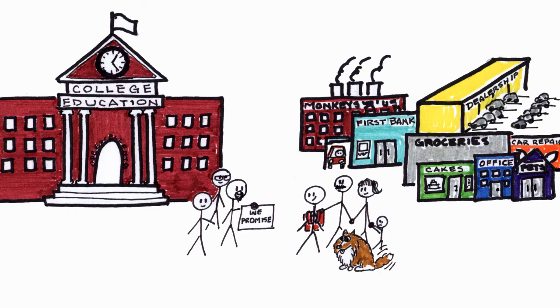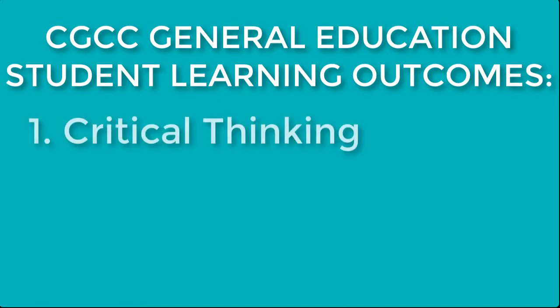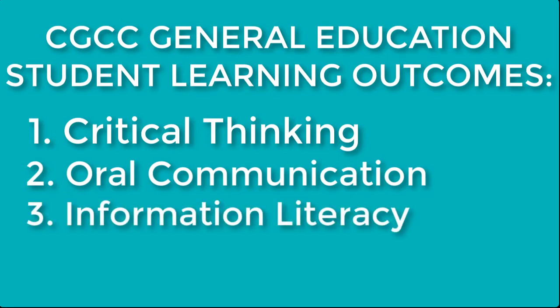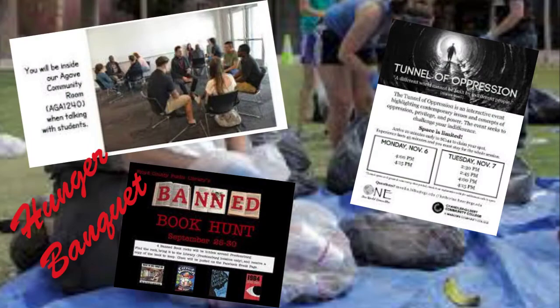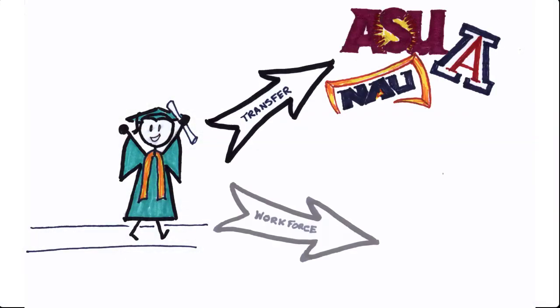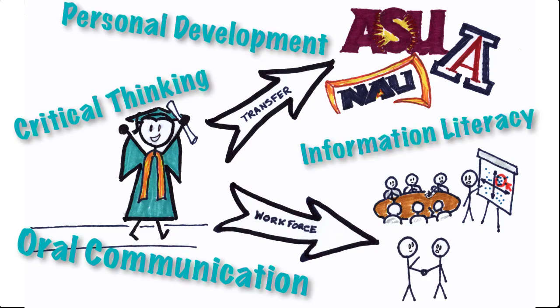The faculty of CGCC have identified 4 general education student learning outcomes. 1. Critical thinking. 2. Oral communication. 3. Information literacy. And 4. Personal development. Students acquire knowledge, attitudes, and skills through their coursework and in co-curricular activities. When students graduate with a degree or certificate, transfer to a university, or enter the workforce, they should have met the 4 student learning outcomes.